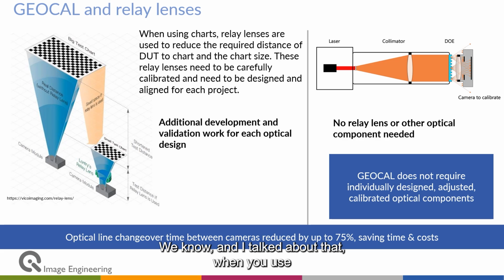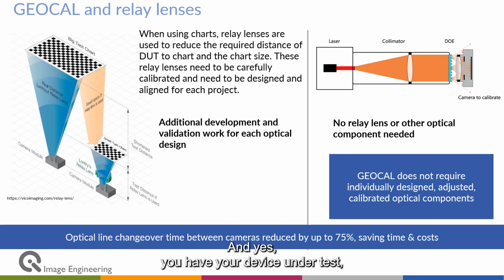We know, and I talked about that, when you use a target, that you need a huge distance, a large target, because of the focus distance. So there's one idea out there to use relay lenses. You have your device under test, you put a relay lens in front of it, and that makes it possible to use, instead of a large chart, a smaller chart.